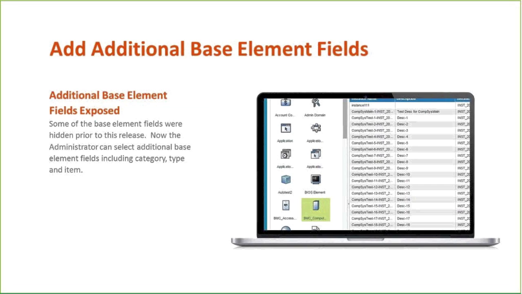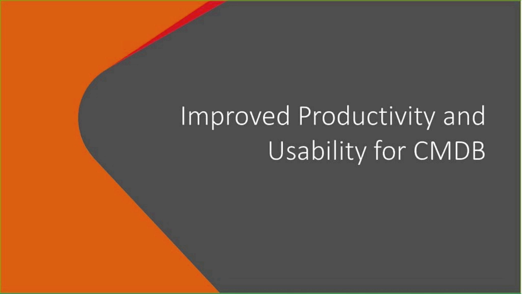The other thing is that you can now expose the attributes, the base elements themselves. There are some things that have always been hidden in there, like the category, type, and item, which, for those of you who've been around Remedy for a while, is a very frequent way of doing things. They've now allowed those fields to be exposed as well. So when you get your new system updated and go in and start playing around with the CMDB and the CMDB admin console, you'll see all of this, and it just gives you a little bit more flexibility.